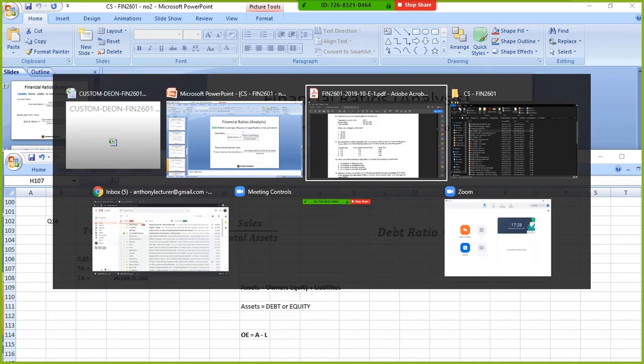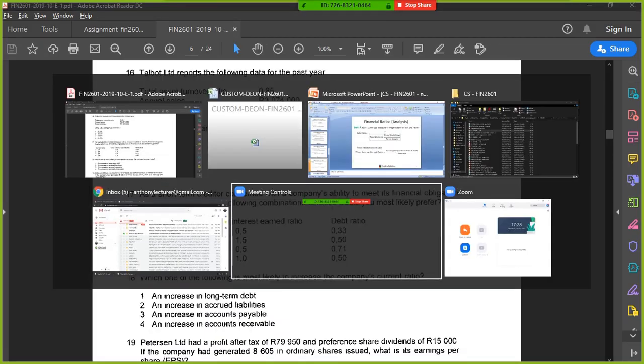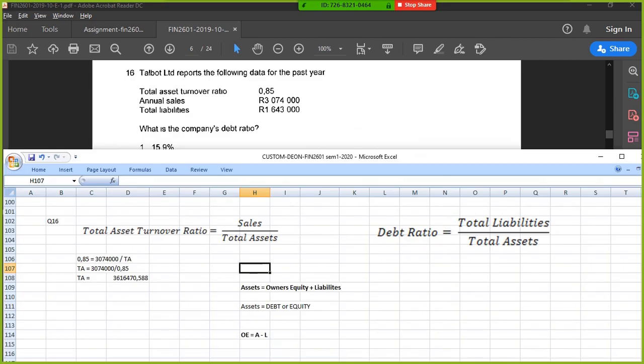So what do I have in the question? Let's go back to the question. What do I have? Liabilities. What do I need? Debt ratio. So I actually have everything. I don't even need the equity. You don't. So you could have just done it in one step or two steps. Total liabilities divided by total assets. Total liabilities 1643.